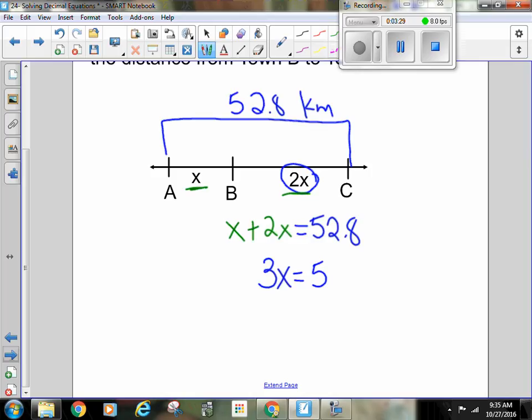3x equals 52.8. We're going to divide each side by 3. That's an easy calculation that you guys can do.